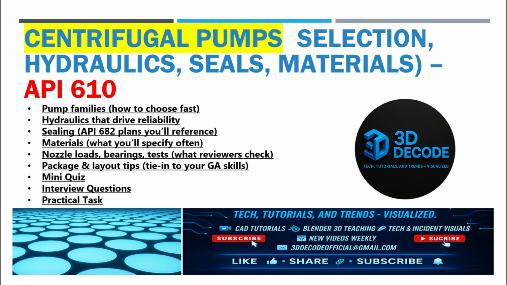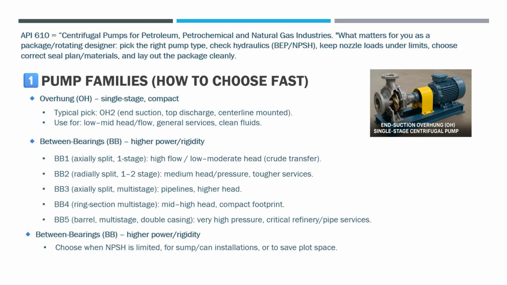Today we're going to dive into API 610, centrifugal pumps, the standard for petroleum, petrochemical, and natural gas industries. As a package or rotating equipment designer, what really matters is choosing the right pump type, checking hydraulics, controlling nozzle loads, selecting seals and materials correctly, and laying out the package cleanly. Let's get started. Pump families, how to choose fast.